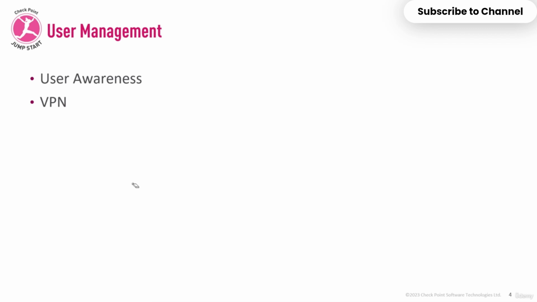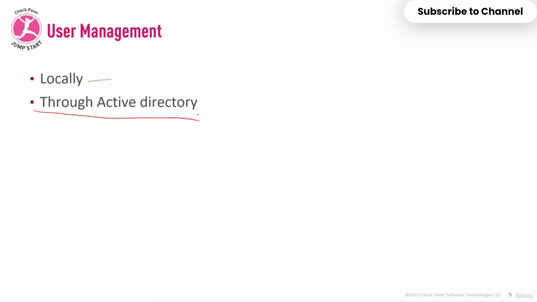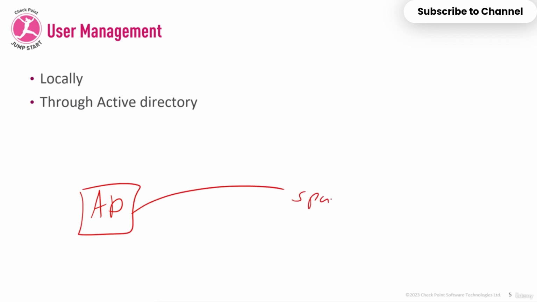User management is essential for when you want to use user awareness, meaning you don't want to see just an IP address, but you want to know, hey, that's Bob. And for when you want to use VPN, for example, it's very common to set up users so I can authenticate by my username when I'm connected remotely. You can create those users locally on the appliance, or you can sync and get them through Active Directory. So in the next demo, I'm going to connect my Active Directory server with my Spark appliance. Let's see how easy that is.